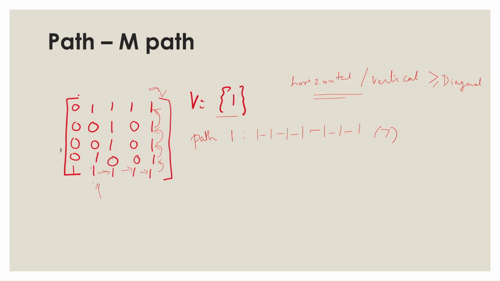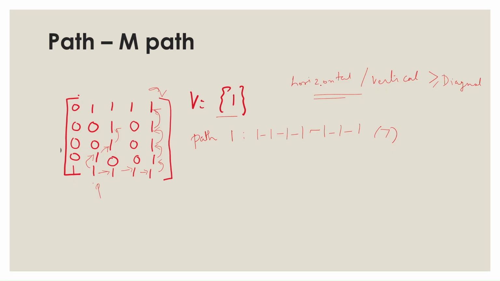Now if we move towards this pixel, there is no further movement because all the horizontal and vertical will be zeros. But we can move diagonally. Diagonally we can move. So after diagonal, again we can move towards vertical. And for this pixel, we have two options. We can either move towards diagonal or horizontal.